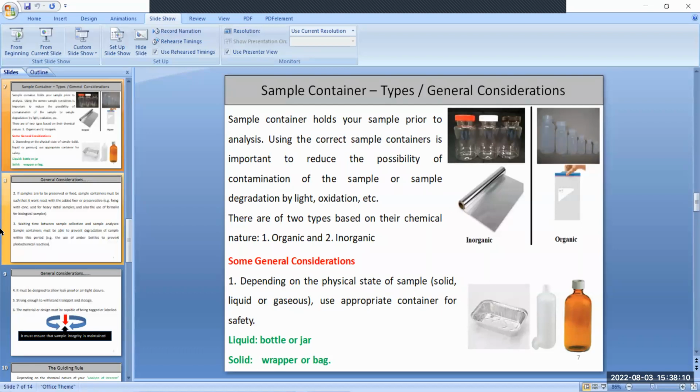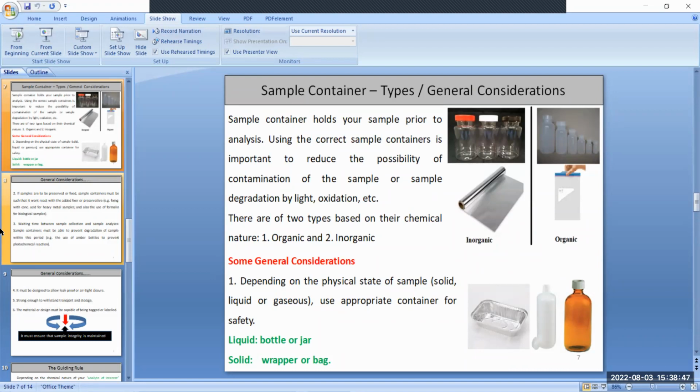We have the organic and inorganic. So the inorganic ones are your aluminum foil, your glass bottles, and the organic ones, you have the plastic bottles, and then also you have the Ziploc. So those are the organic type. Depending on the physical state of the sample, either solid, liquid, or gas, you must ensure that you use an appropriate container, basically for safety, and also to maintain sample integrity.